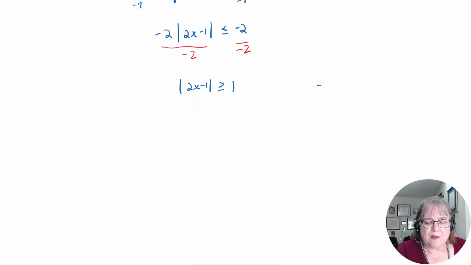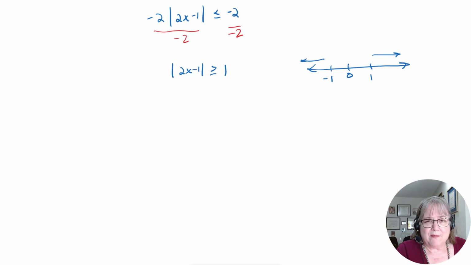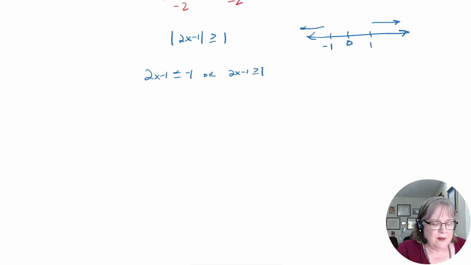All right. So here's my image. You don't have to show the image. I'm just showing it to you so that you have this kind of visual. I actually kind of hope it makes you smile. All right. So 2x minus 1 is less than or equal to negative 1. 2x minus 1 is greater than or equal to 1. So you add 1 to both sides. 2x is less than or equal to 0. 2x is greater than or equal to 2.